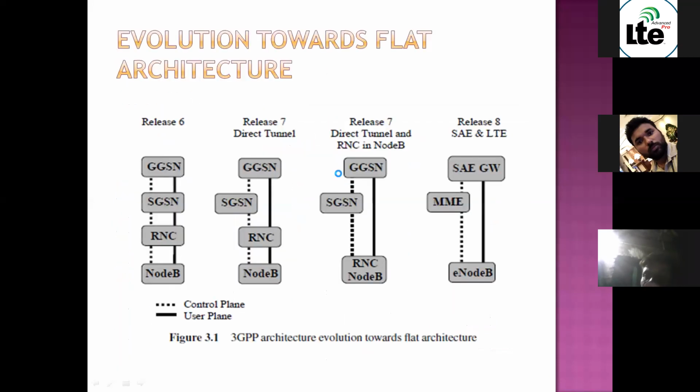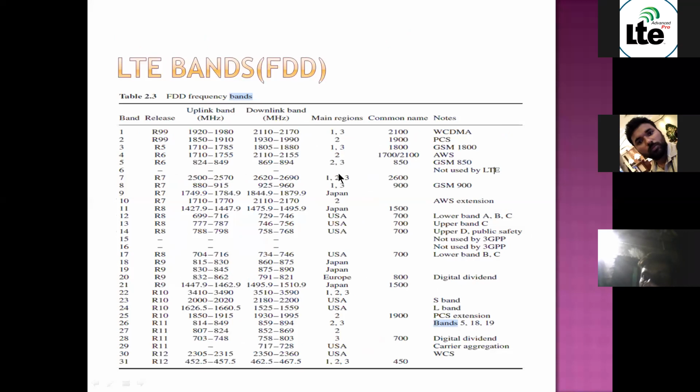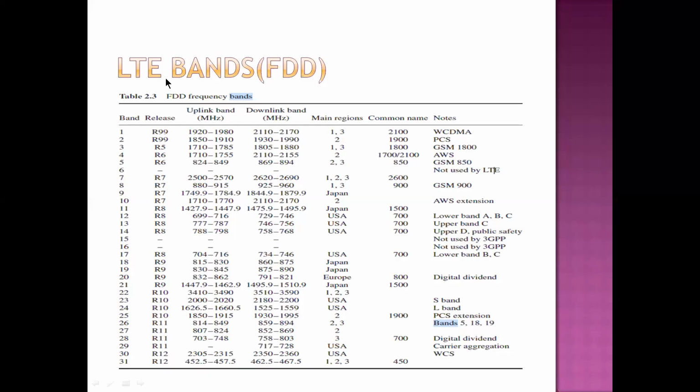This question they will ask you in an interview: what are the bands you tested, and how many bands does LTE support? For FDD, how many bands? FDD supports 1 to 32 bands. This is 31, but an additional one band is there. How many bands can LTE support?